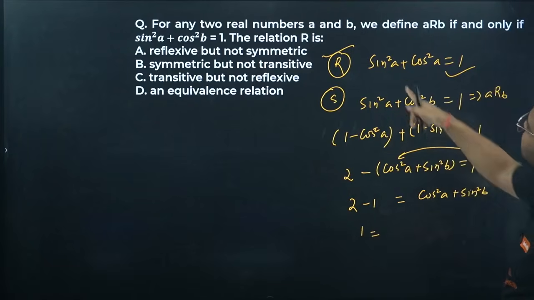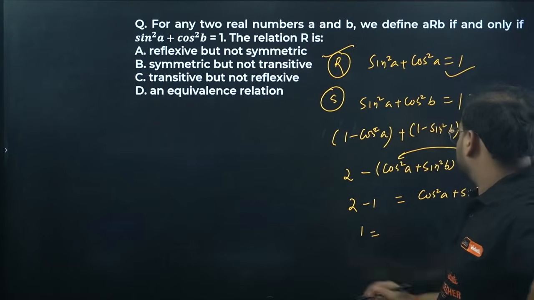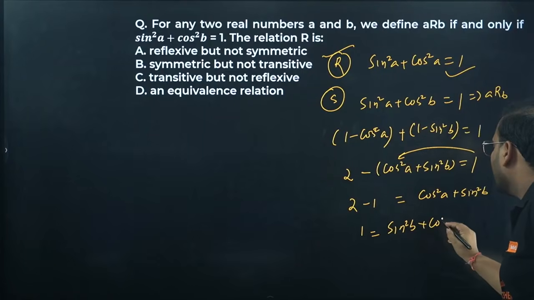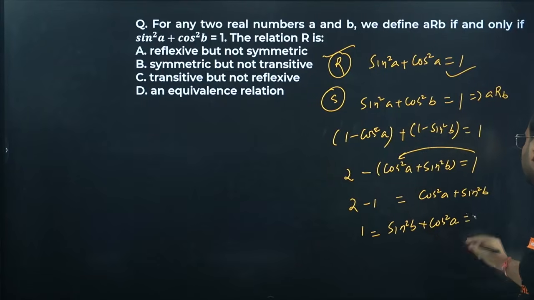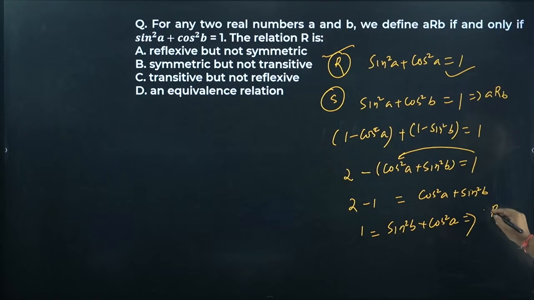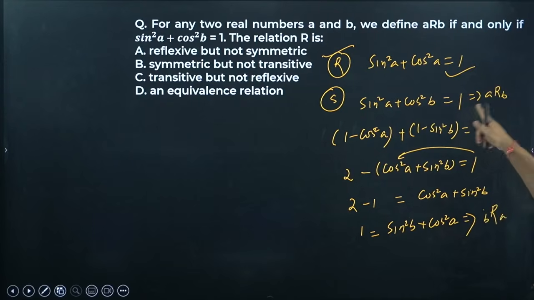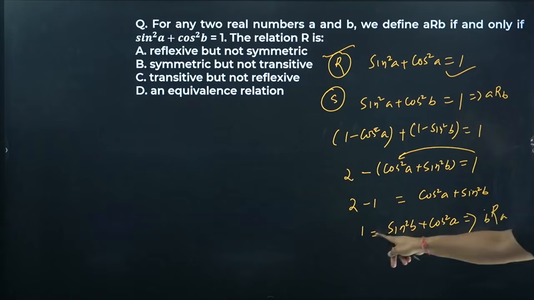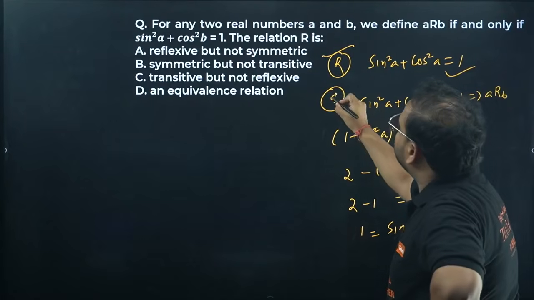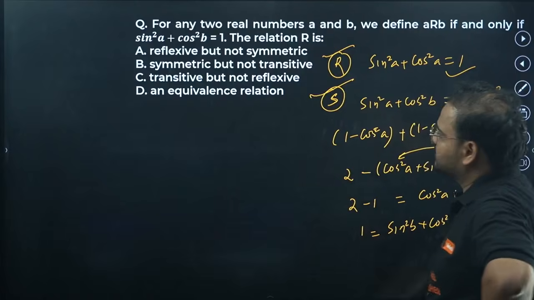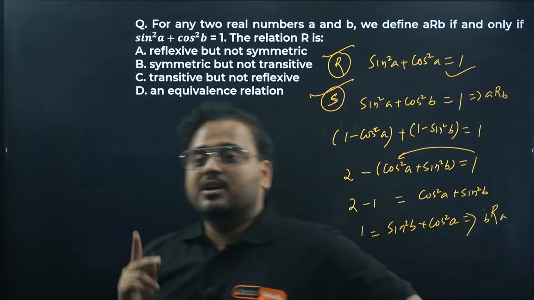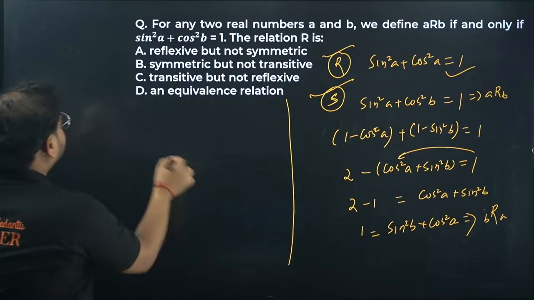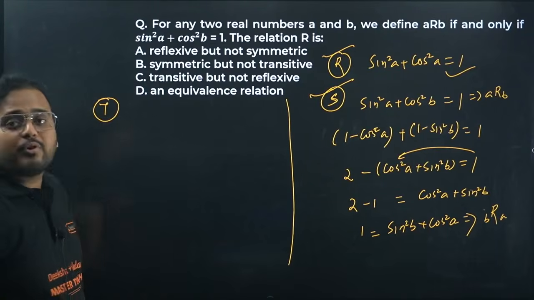Let's write sin first because of the given relation. So sin square B will come first: sin square B plus cos square A, which is nothing but representing your BRA. So you had ARB, sin square A plus cos square B, and now you have BRA, sin square B plus cos square A, which is also equal to 1. It means it is symmetric as well. So we have proved 2 of them right now, reflexive and symmetric. Okay, let's move on to the transitive relation.